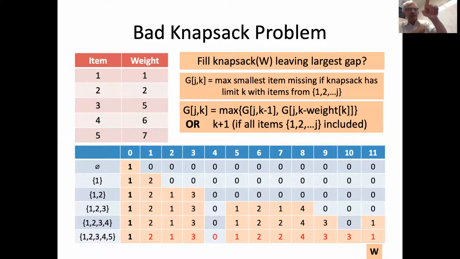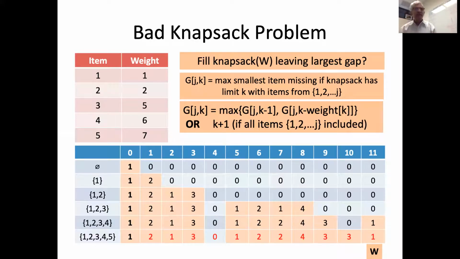What you'll see is, let's say I look at column 6. In column 6, last row, it says I am missing item number 2. But item number 2 is only weight 2. So if I only filled it up to 6, and I'm missing 2, I should be able to add 2 to it. That means I can get higher, so that's not going to work. Let's look at column 7. That still says it's missing number 2. I only filled it up to 7, and item 2 has weight 2, so I can still fill it up because my capacity is 11. That doesn't work either.